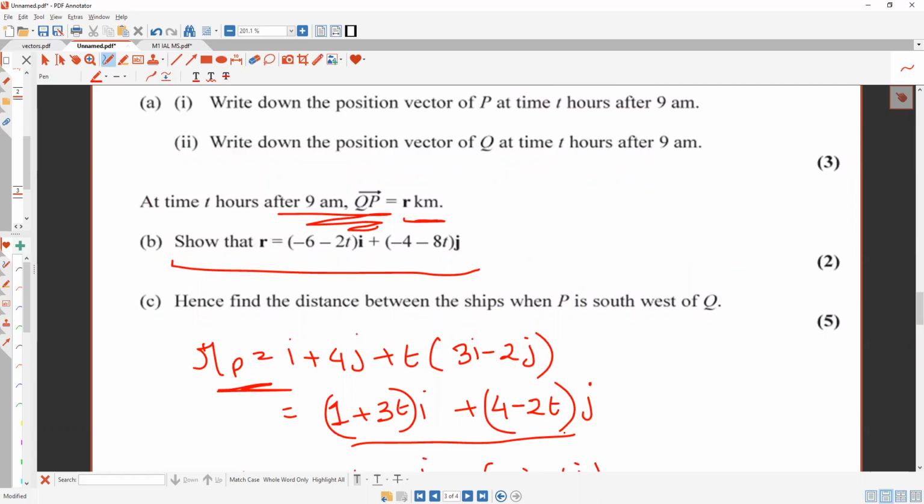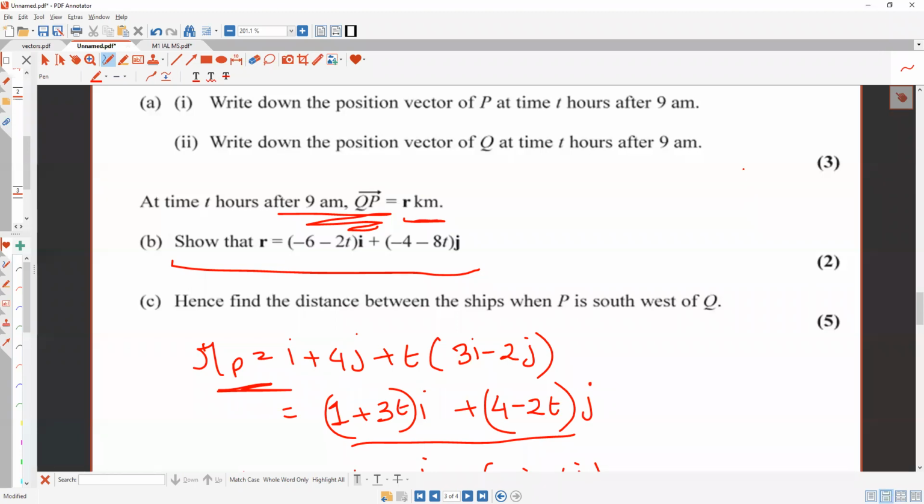We did a few more. I think it is the same paper. Hence, find the distance between the ships when P is southwest of Q. This is a very important question. I'll pause the recording. Let me think about it a bit, then I'll let you guys know. Very, very important, actually. Part C.